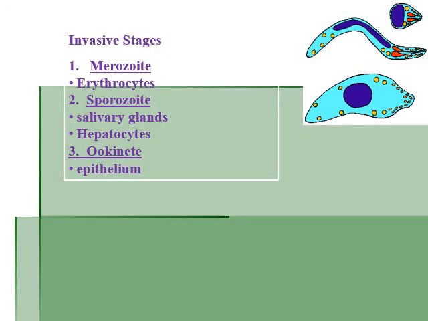We have invasive stages. First, merozoites invade erythrocytes. Sporozoites invade the salivary gland of the mosquito and hepatocytes of human. Ookinete will invade the epithelial cell of the gut of the mosquito.